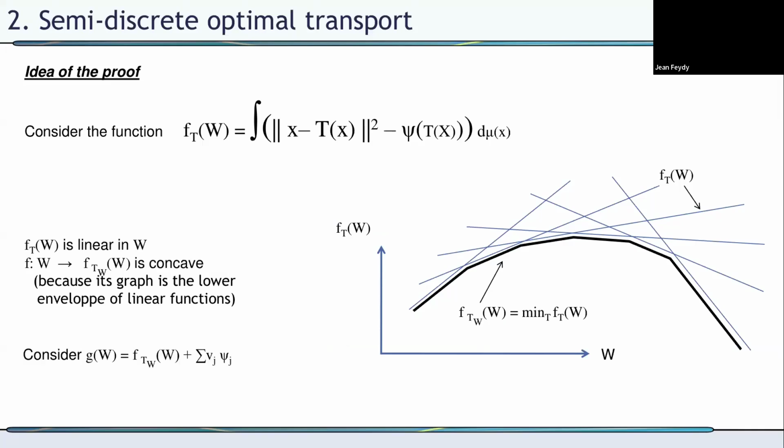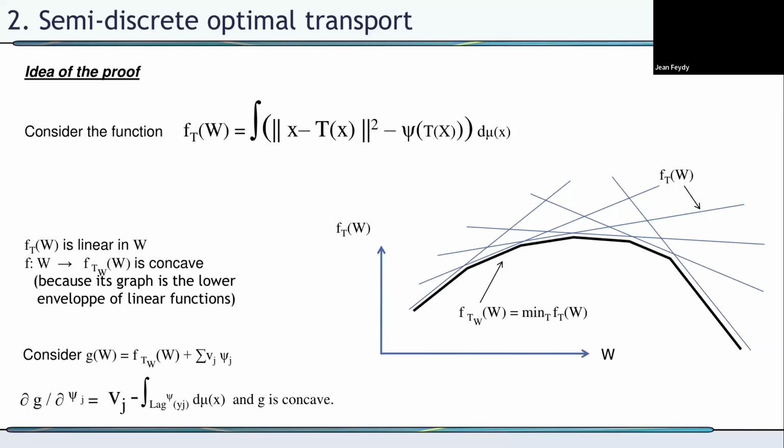And then the other thing that we can do, well, in fact, the function we are considering is not exactly this one. You also need to add the sum of the target volumes times the actual volumes. And then you can compute the gradient. This one is still concave because I just added a linear function to a concave function. Now I'm considering the gradient of this function, which is quite easy to obtain.